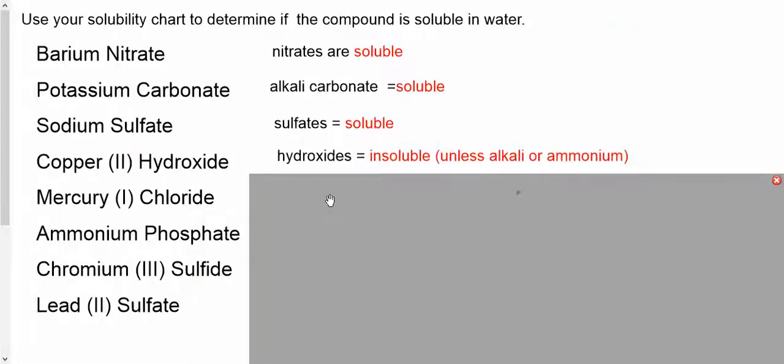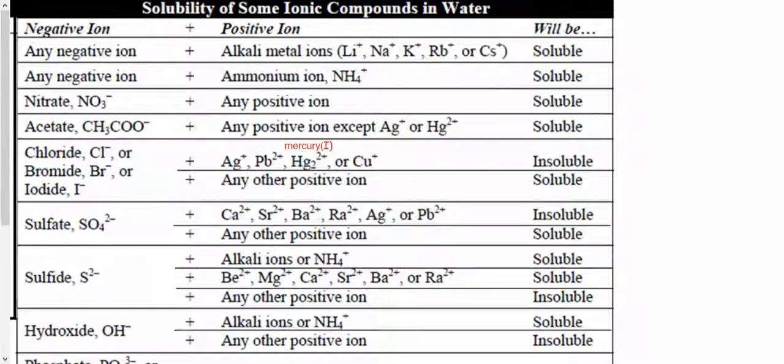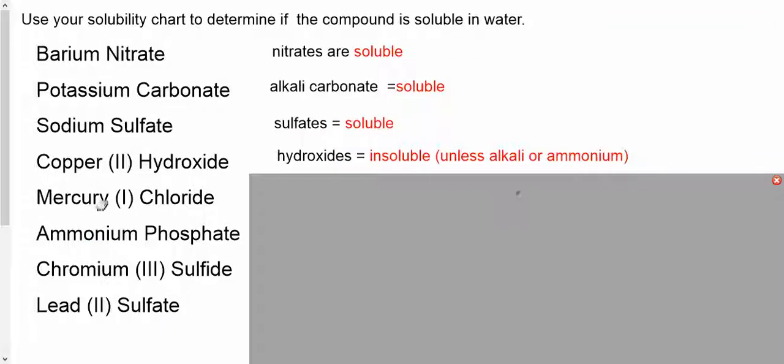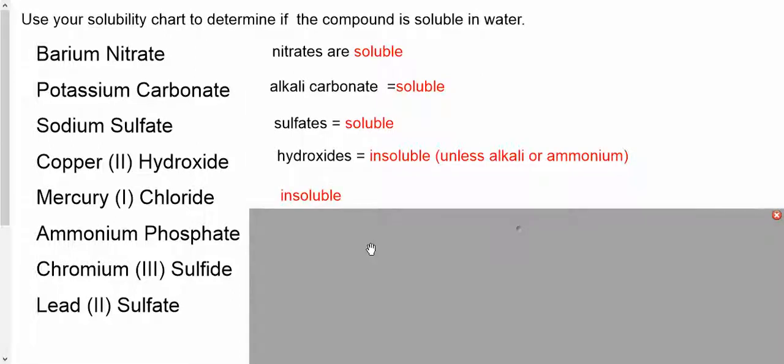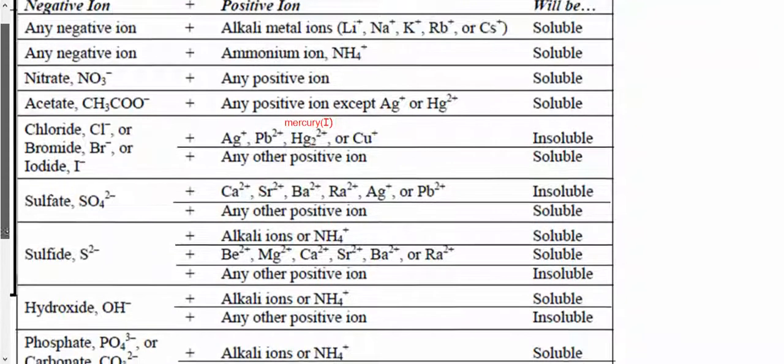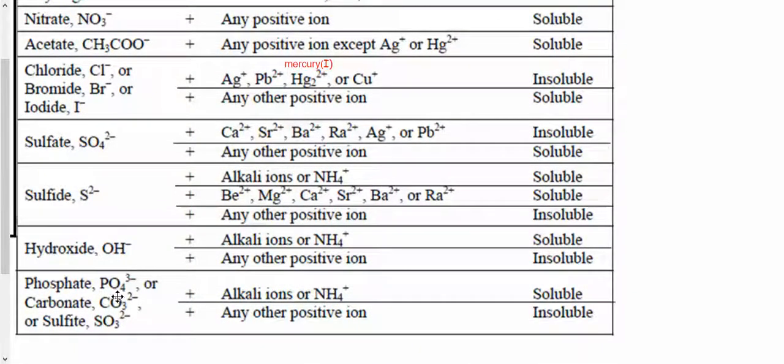Mercury 1 chloride. What did it say about mercury 1? Mercury 1 is here. It says that mercury 1 is insoluble with chlorides. Mercury 1 chloride, insoluble. Ammonium phosphate. We'll look at phosphates, and in particular if they're combined with ammonium. Phosphates, it says alkali ions or ammonium are soluble. We had ammonium phosphate, so it's going to be soluble.